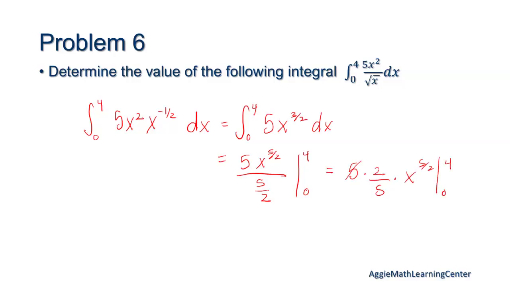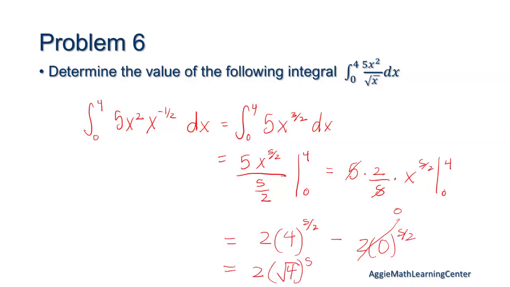And then I can just cancel out those 5's because they're factors. And then come down here to evaluate. So I have 2 times 4 to the 5/2 minus 2 times 0 to the 5/2. So that's just going to be 0. And then I'm going to rewrite this as a square root. So I can take the square root of 4 to the 5th power to evaluate it, which just gives me 2 times 2 to the 5th, which is 2 to the 6th, which just gives me 64.